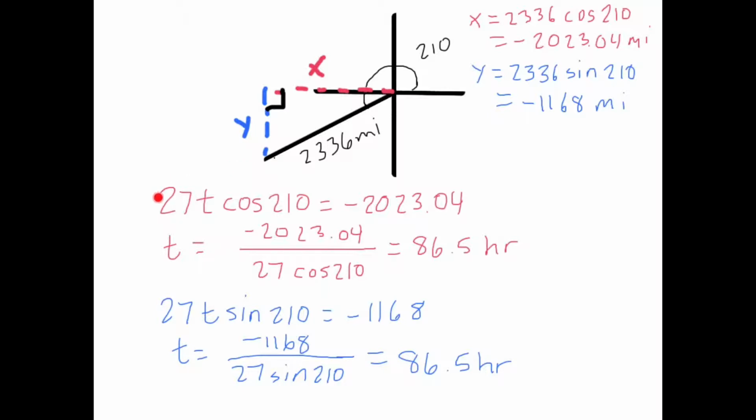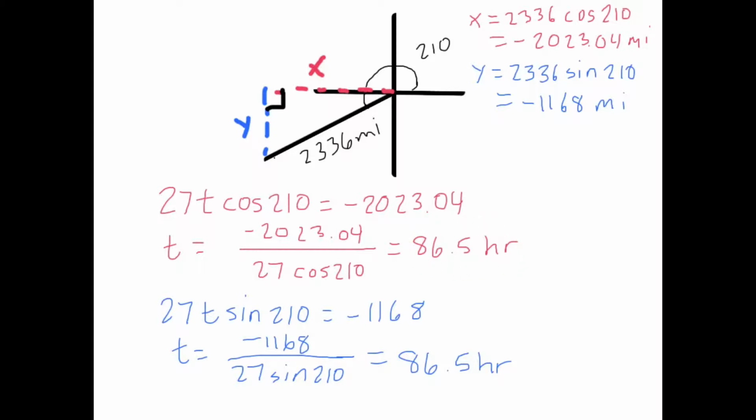If we look at the x position, we need that to be equal to the distance traveled in the x direction. So we set those equal. We divide by 27 times the cosine of 210 degrees to get t on one side, and that gives us t equal to 86.5 hours.